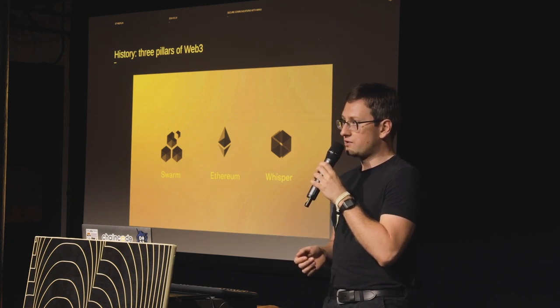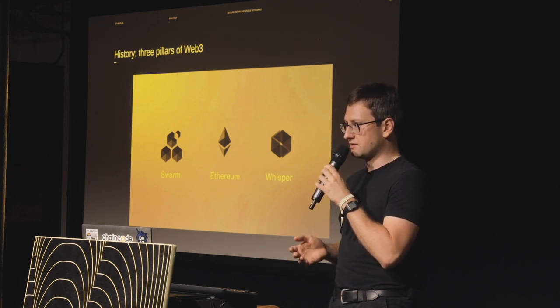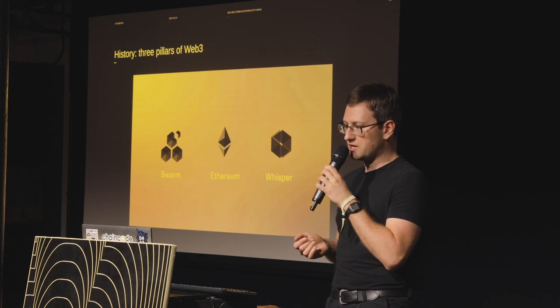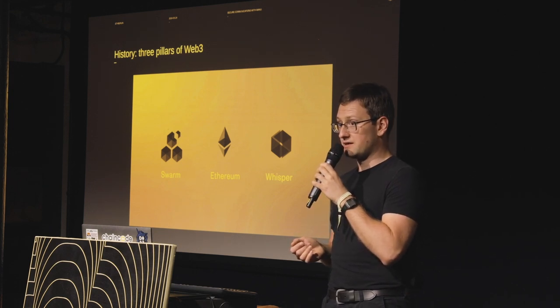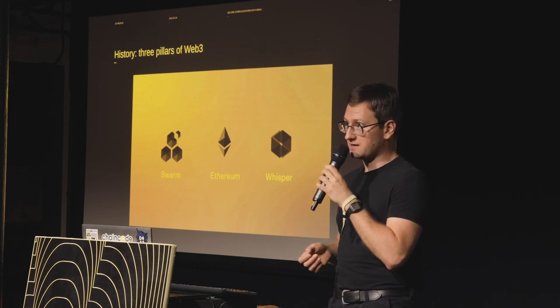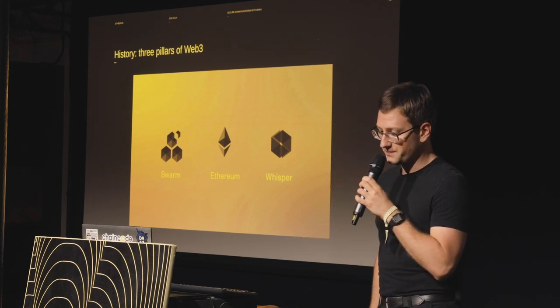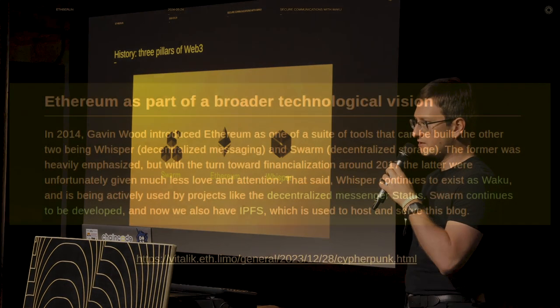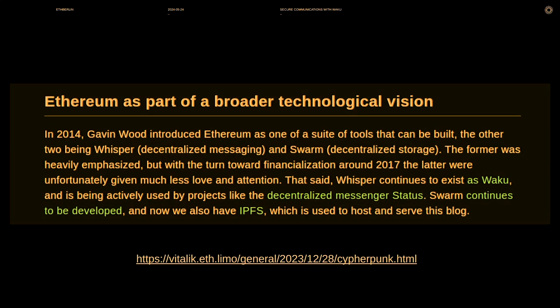I don't know much about Swarm. I think it is still being developed in some shape. Whisper, as far as I am aware, is not very actively developed. And Waku, in some sense, can be thought of as a spiritual successor, if you will, of Whisper. I even have a quote from a post by Vitalik who mentions Waku as a continuation to Whisper and one of the ways to make Ethereum cypherpunk again.